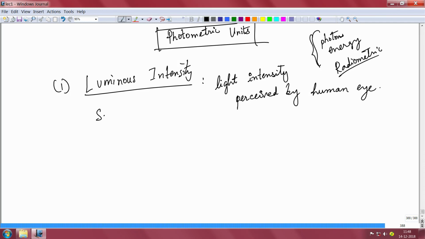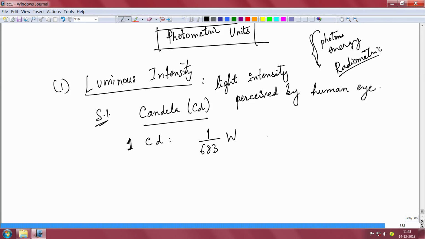The SI unit of luminous intensity is called candela, CD. Candela comes from candle, by the way, in the olden times. 1 candela is the luminous intensity of a monochromatic, single-wavelength light emitting an optical power of 1 by 683 of a watt at 555 nanometer, which is pure green. That is because the human eye is most sensitive at this wavelength.